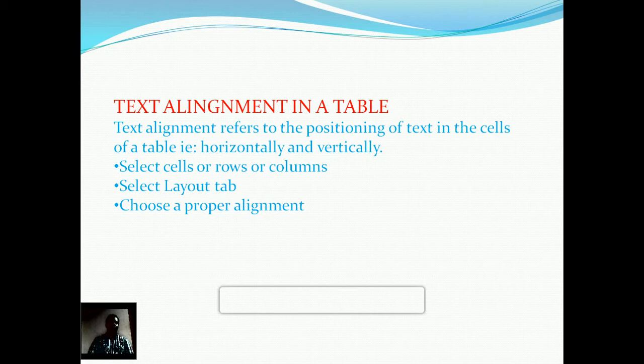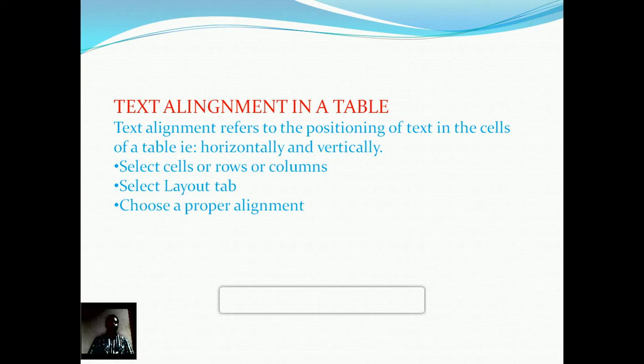And today we will discuss text alignment in a table, because in a cell we can just mention the data, or we can place the data on the left side, or on the right side, or at the center, and again it can be at the top, at the center, and at the bottom. So that means vertically as well as horizontally we can align the text in a cell. So we'll be discussing that.